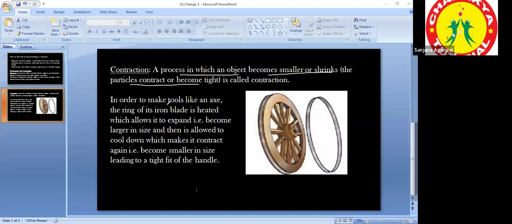So in order to make tools like an axe, the ring of its iron blade is heated, which allows it to expand, that is, become larger in size, and then it is allowed to cool down, which makes it contract again, that is, become smaller in size, leading to a tight fit of the handle.